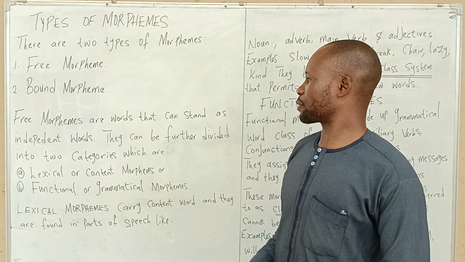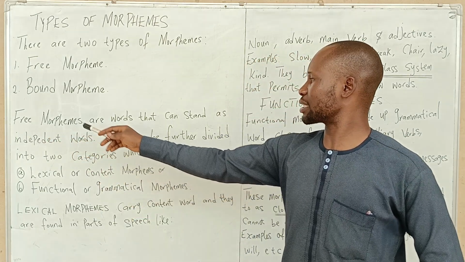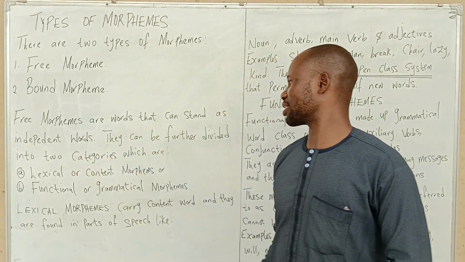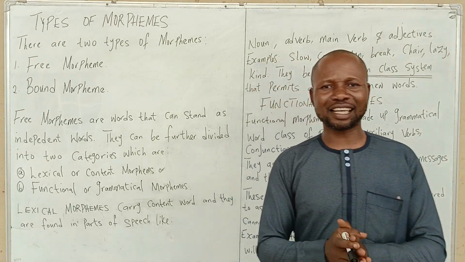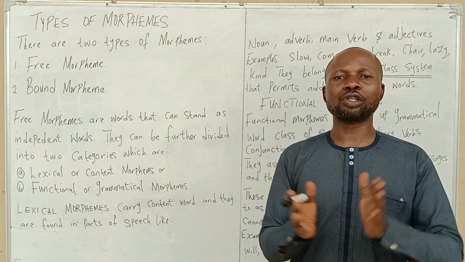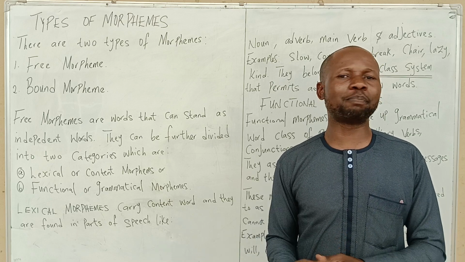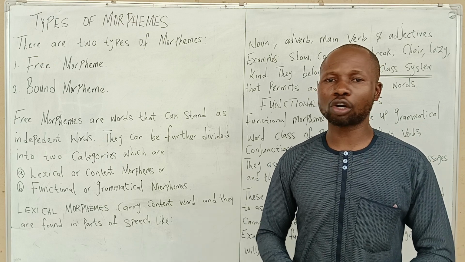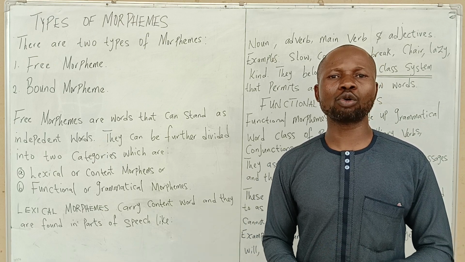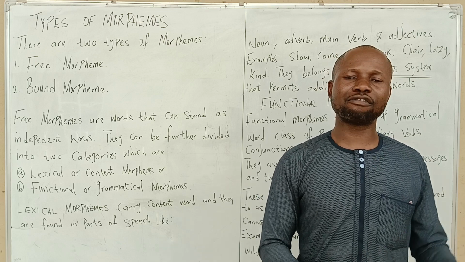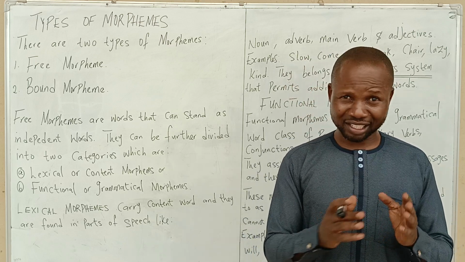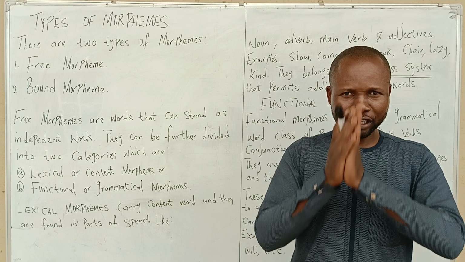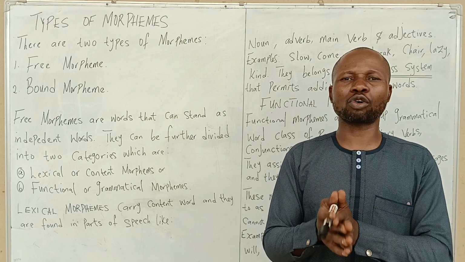All right, let's proceed. Free morphemes are words that can stand as independent words. That means they can stand on their own without adding anything. They are independent. They are free, they will stand. They have what we call principal meaning, or content meaning. They can stand on their own and function, whether they are verb, noun, or adjectives. They are free morphemes.